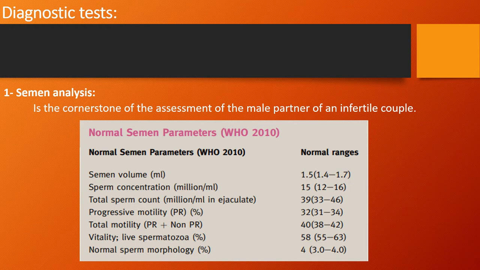Semen volume is about 1.5, this is the normal range. Sperm concentration 15 million per milliliter. Total sperm count about 39, progressive motility is about 32%, total motility is about 40, vitality, live spermatozoa, is about 58, normal sperm morphology is about 4.